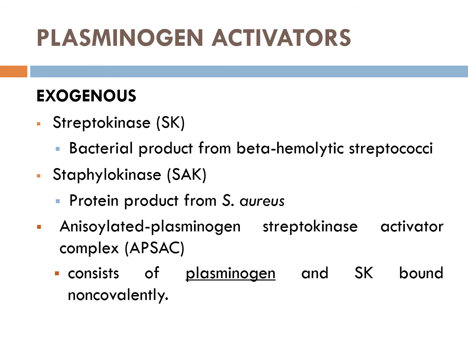For the exogenous plasminogen activators, we have the streptokinase, the staphylokinase, and the anisoylated plasminogen streptokinase activator complex, or the APSAC. Now, streptokinase is produced by bacteria, especially the beta hemolytic streptococci. Your staphylokinase is a protein produced by S. aureus. And your APSAC consists of plasminogen and streptokinase, which are bound non-covalently. So all of these are exogenous plasminogen activators.